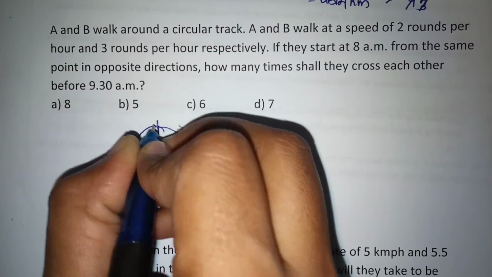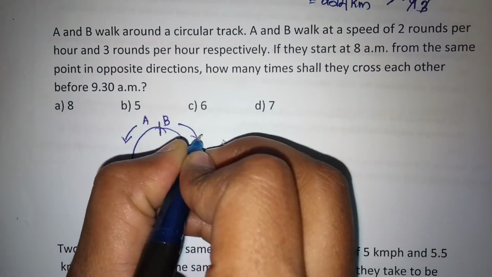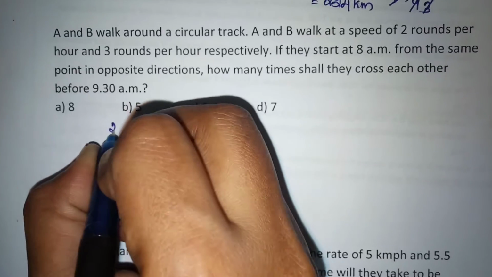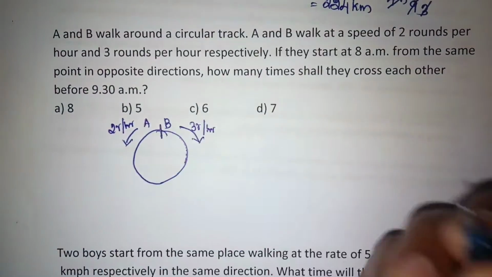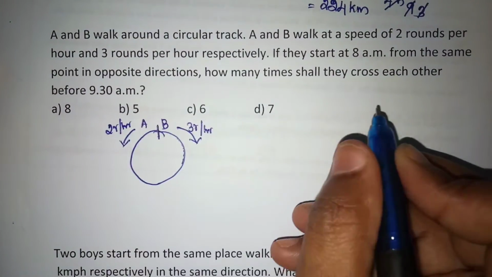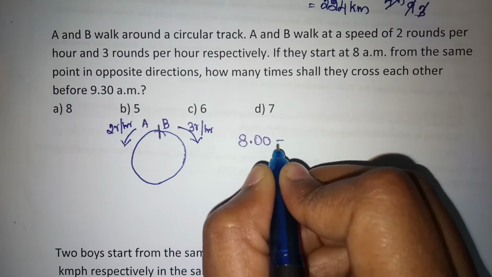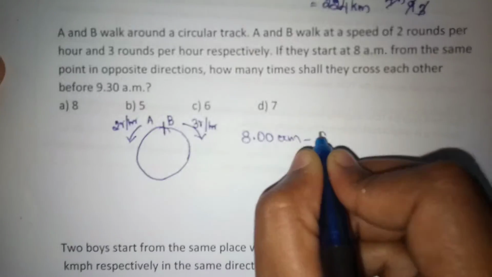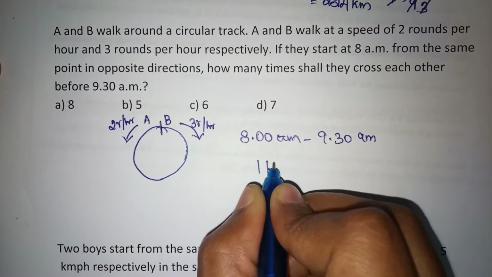So we have a circular track. A and B both were starting at the same point. So A is moving towards this direction and B is moving towards this direction. The speed of A is 2 rounds per hour. Speed of B is 3 rounds per hour. So here problem is how many times will they meet in between 8 am to 9:30 am. So totally we have 1.5 hours.